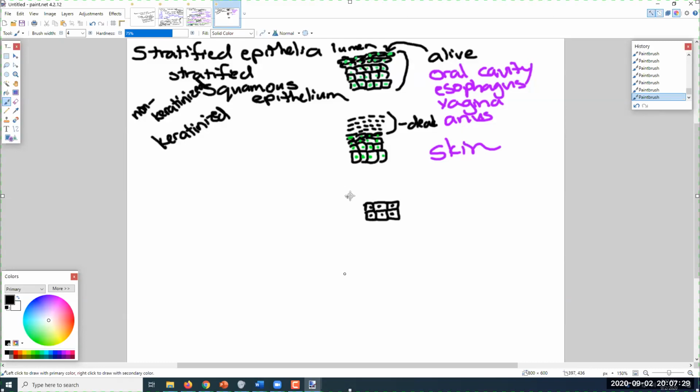How many layers are there? Yeah, there's 2 layers, meaning that if there's 2 layers, it's going to be stratified, like people are putting on. Very good. And what's the shape of the topmost layer here? Yeah, cuboidal, very good.